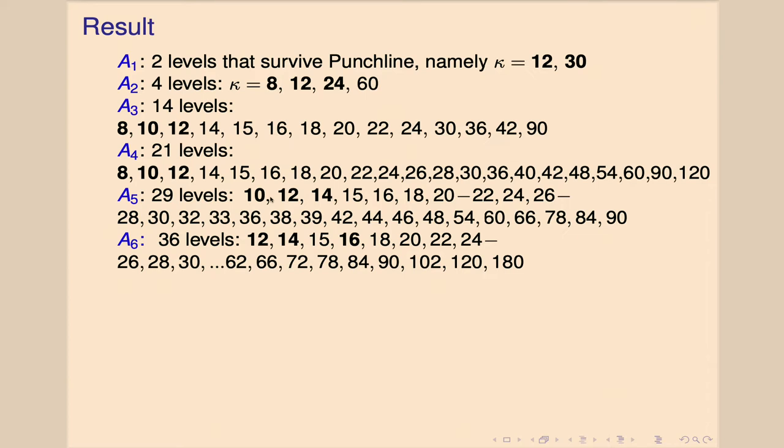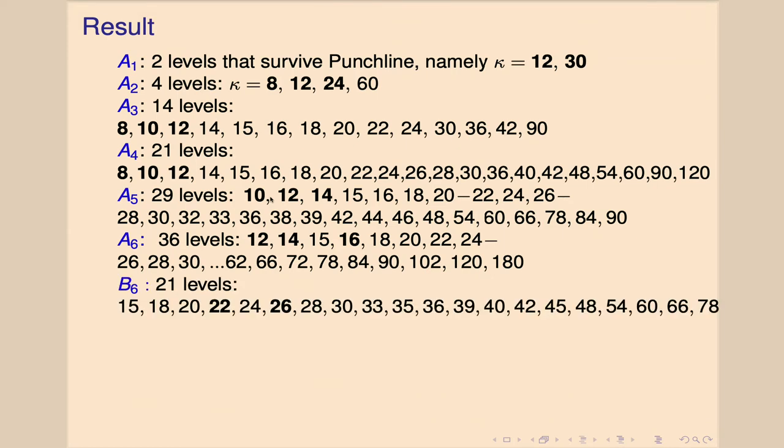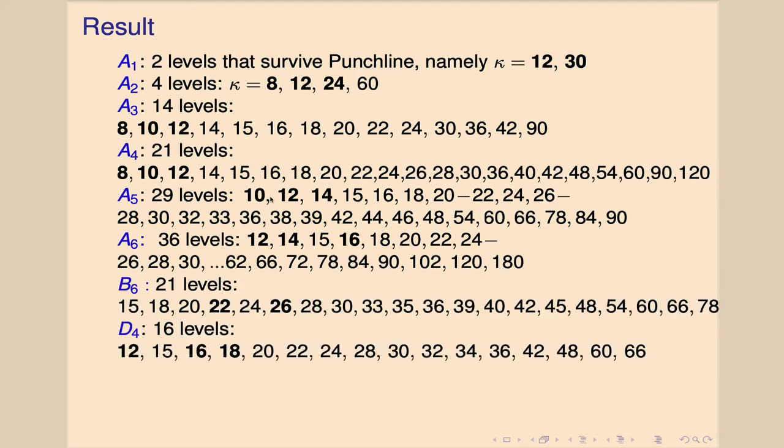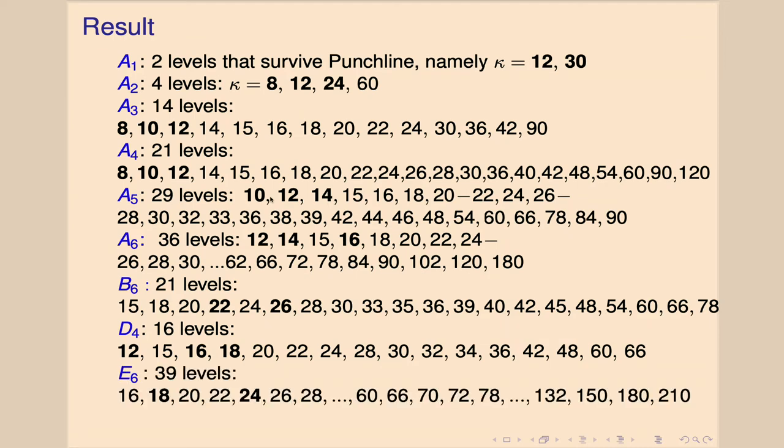I have the classification of all extensions for all algebras up to and including rank 6. And so these are the answers. The boldface is part of the answer. That's where they occur, but I also know what these extensions are. Similarly, just for the hell of it, that's what B6 looked like, and that's what D4 looks like. Again, as you can see, the number of levels that survive grows quadratically with the rank.